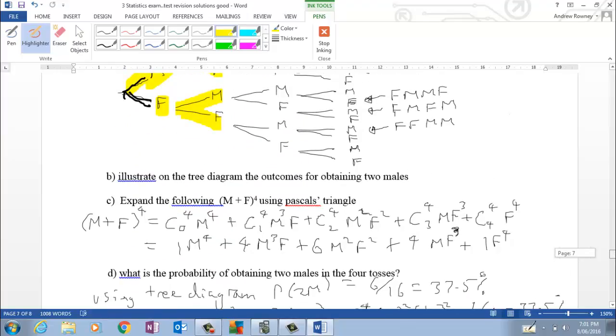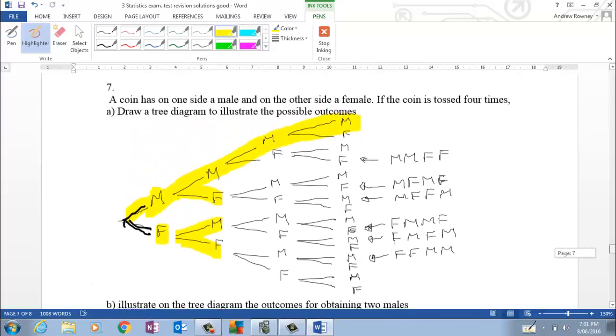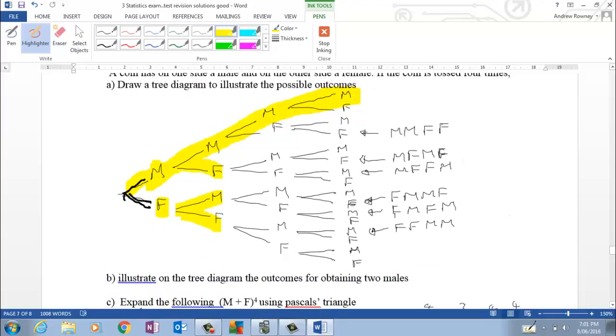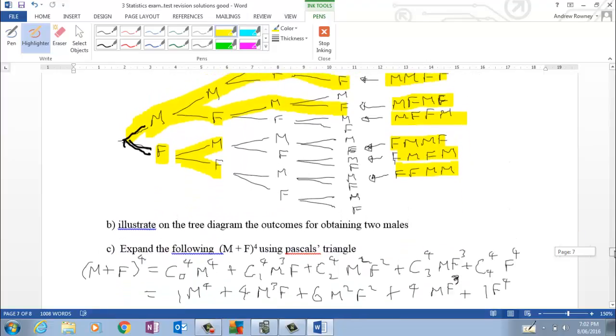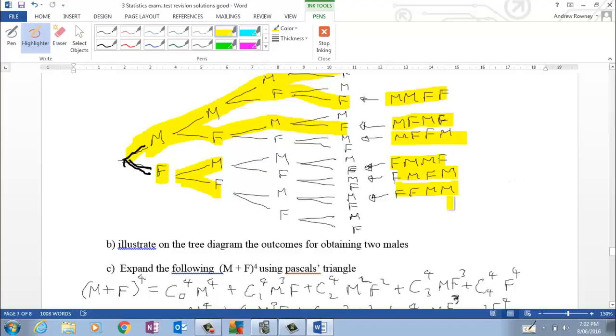Okay, now it says illustrate in the diagram the outcomes for obtaining 2 males. So the 2 male options are male, male, female, female, so that's going along this branch. You could have male, female, male, female, so that's 2 males, 2 females. That's going along this branch, and likewise you can do these others. In all cases, you've got 2 males and 2 females. Now you can see, if you look, there's 1, 2, 3, 4, 5, 6, so there's 6 out of the total 16 possibilities.